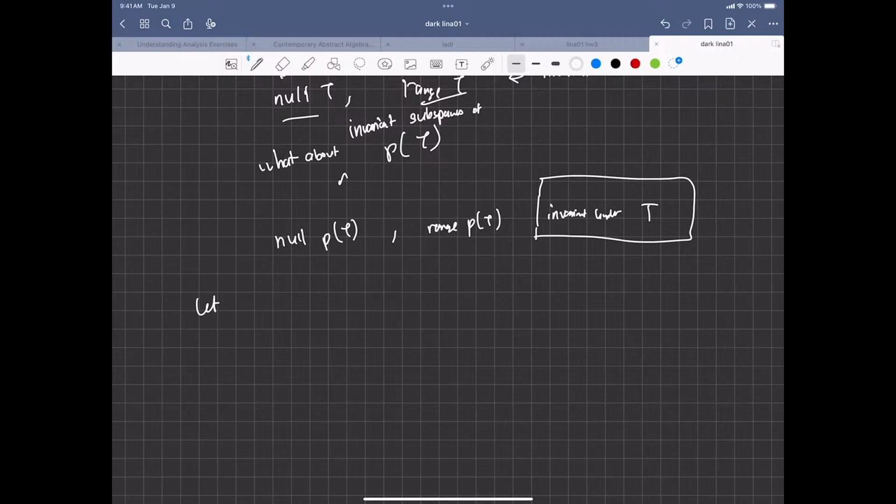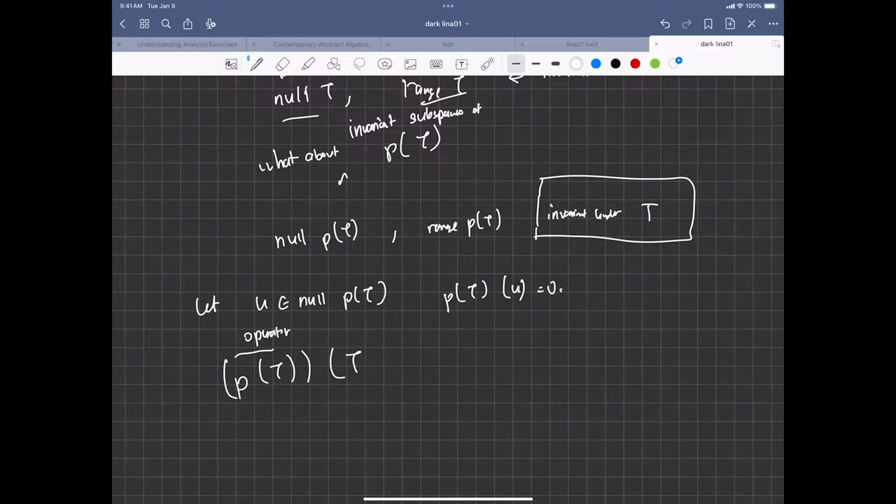First of all, let U be an element of the null space of P of T. This means that the polynomial of T applied to U is 0. So what does this mean? P of T itself is an operator, and T is also an operator, remember? So we can compose it with another operator, take T of U, and this is basically saying P of T. And this apparently can be done like this.